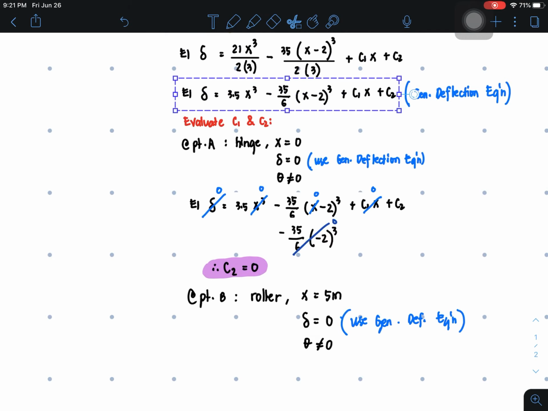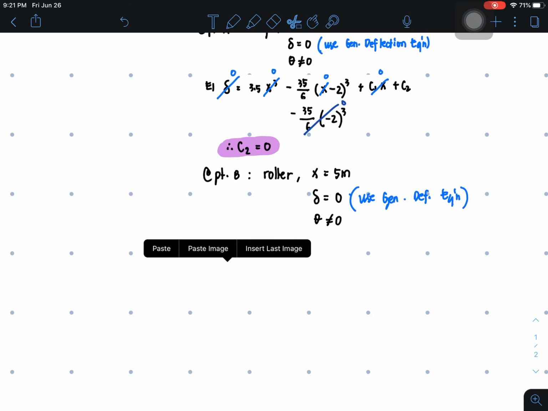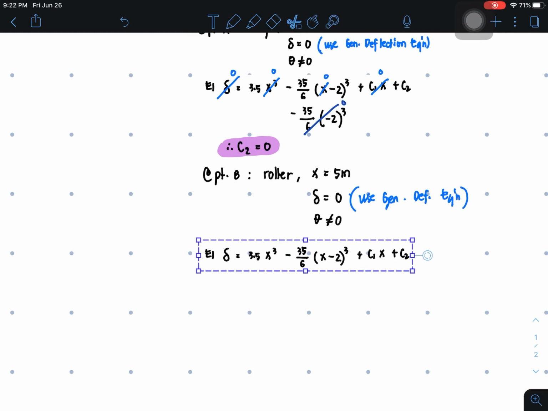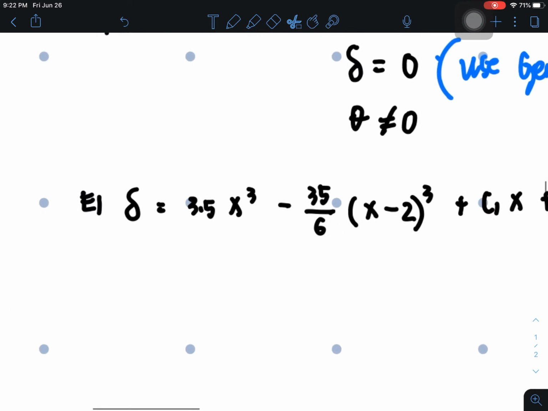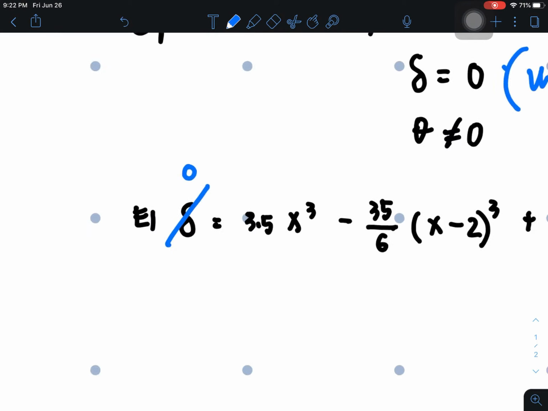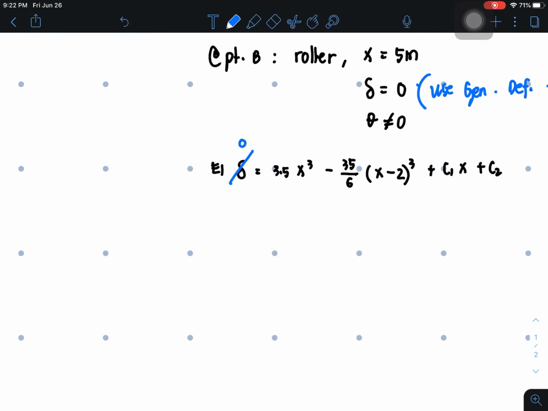General deflection, and we're going to copy that and paste here. This is the general deflection equation, and then we're going to substitute the deflection equal to 0. This time x is equal to 5, not 0. So what we will do is just rewrite it so we don't get confused.